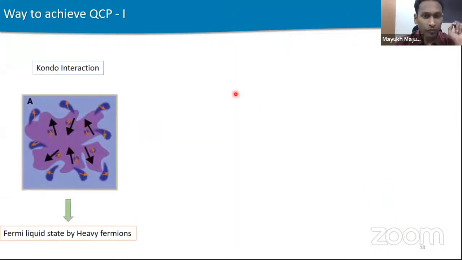There are two types of competing interactions present in heavy fermionic systems. One of them is the Kondo interaction. We already know that the 4f local moment can interact with the conduction electrons, because we are talking about metallic systems. At lower temperature, the local moment couples with the conduction electron and forms some kind of many-body singlet state.